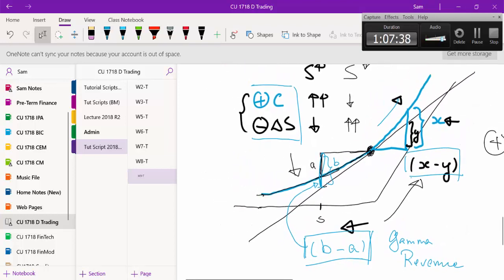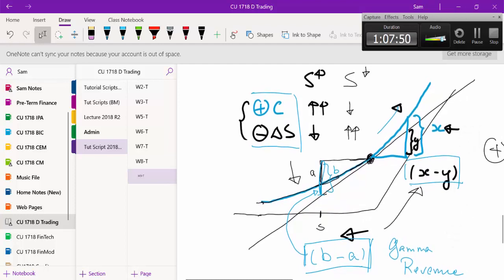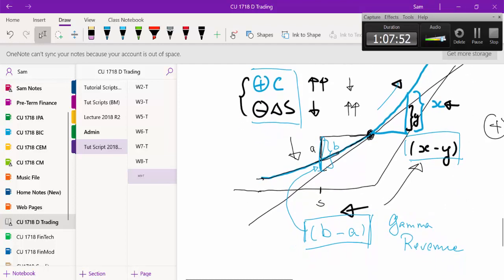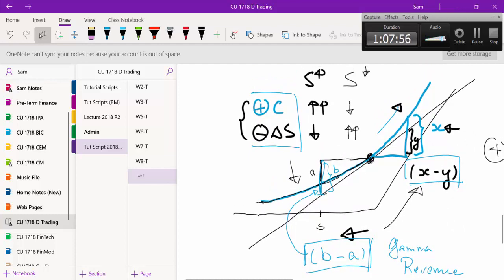Now, there's a cost. You know, he's always one step ahead of me. He's always thinking, what is the next concept? And he's right. There is a cost to it. Now, first of all, do you all understand what I've said to you just now? This idea of gamma revenue. You know why this appears?